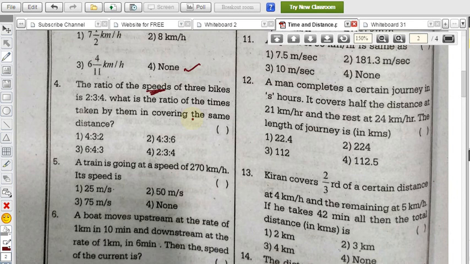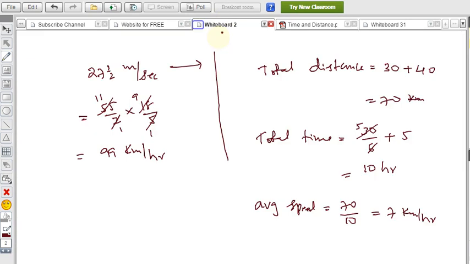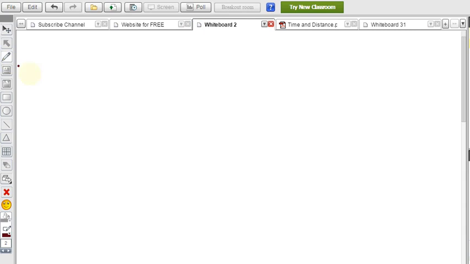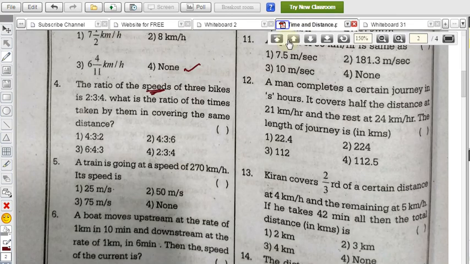So if they'll give 2 we can take reverse, but here 3 are given: 2, 3, 4. So we should take 2 is to 3 is to 4. Here time and speed are reciprocal to each other. Time is inversely proportional to the speed. So if they'll give the time ratio 2 is to 3 is to 4, yeah, speeds are given. Speeds are 2 is to 3 is to 4, then the ratio of the times taken.